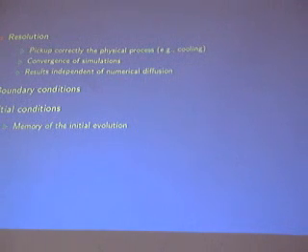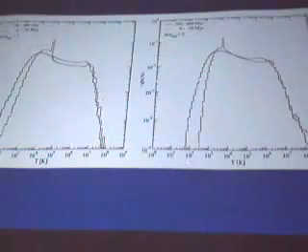Now, I already spoke about boundary conditions, and then you have initial conditions. All simulations have a memory of the initial condition. And you cannot trust a simulation that has a recollection of the initial stage. So this is the case of the signature of the initial evolution.